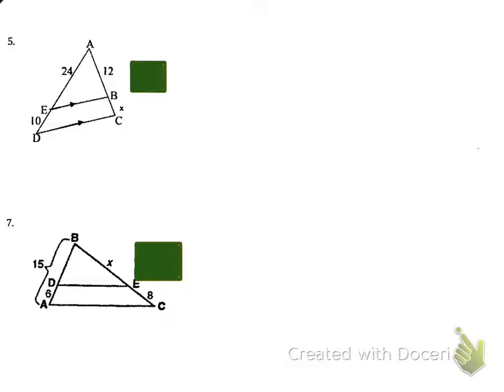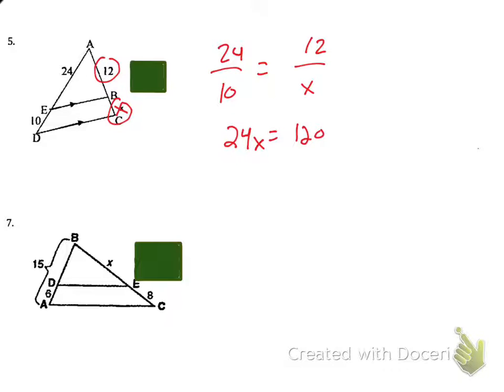All right, 5. I have x right here. So I'll do 24/10. And I'll set that equal to, this is the top one, so top over bottom, 12/x. And I get 24x is equal to 120. Then I got to divide 24 by each side. I get x is equal to 5.